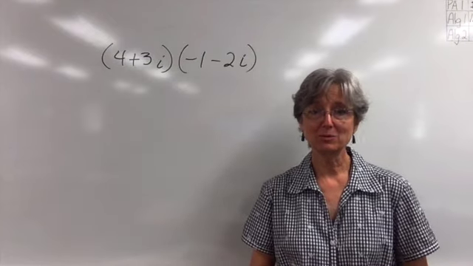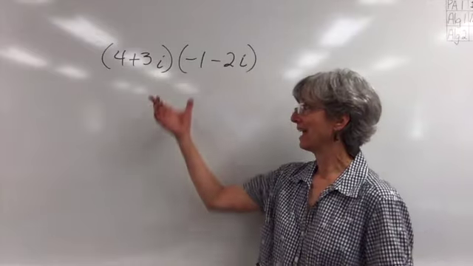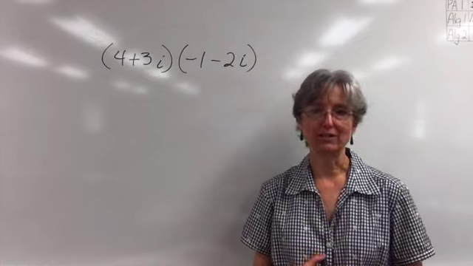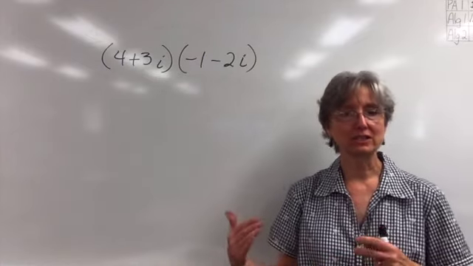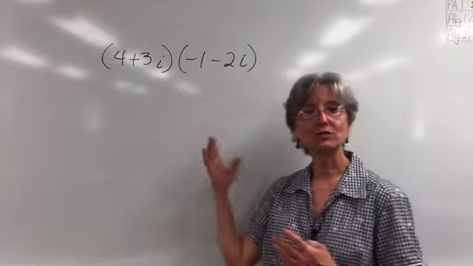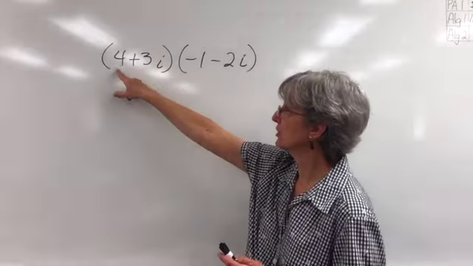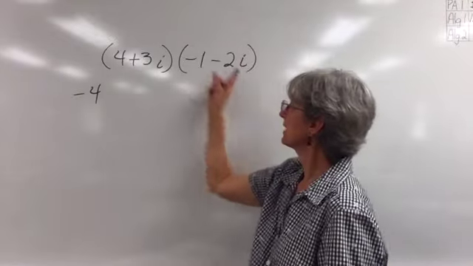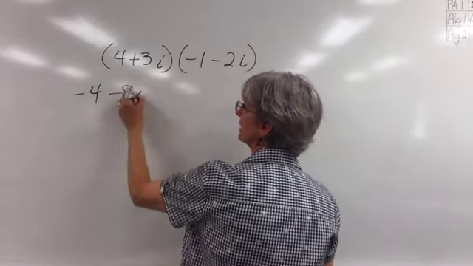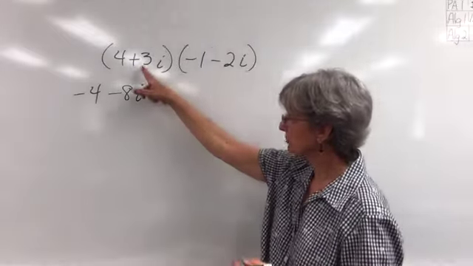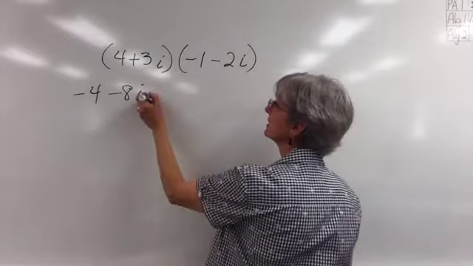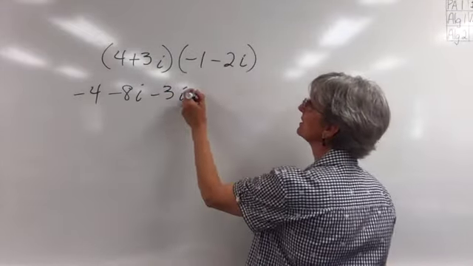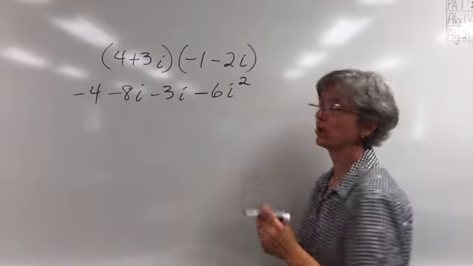This is just what it looks like. You have a complex number times a complex number, and you need to multiply. So what you are going to do is FOIL. You're going to FOIL, and it's not as bad as it looks. So let's just walk through. You guys know how to FOIL. You're going to do the same thing with imaginary. So first you're going to multiply 4 times negative 1, that's negative 4. Then 4 times negative 2i, that's negative 8i. Okay, now we're going to multiply 3i times negative 1, that's negative 3i. And 3i times negative 2i is negative 6i squared.